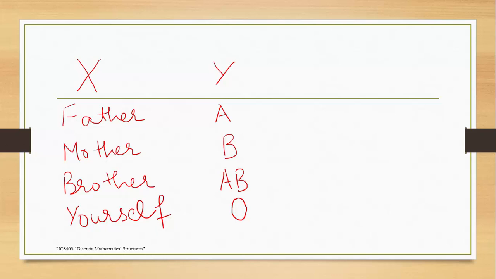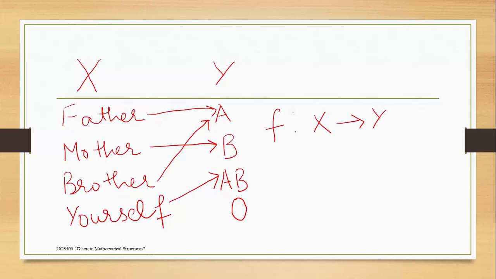Now talking about your father's blood group, suppose your father's blood group is blood group A. Your mother's blood group is, suppose, B. Your brother's blood group is, suppose, again A. And your blood group is, suppose, AB. Now this mapping from set X to set Y is known as a function. So we can say that f is a function defined from set X to set Y.